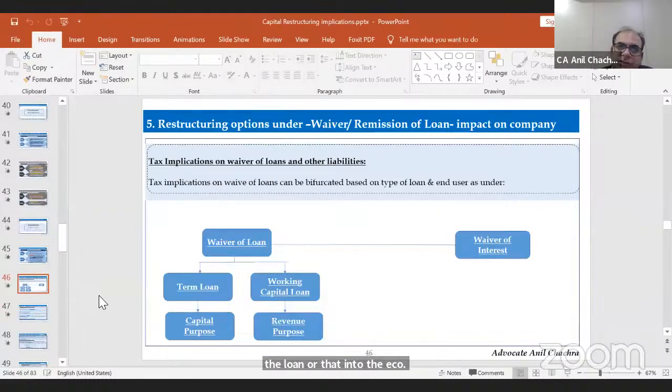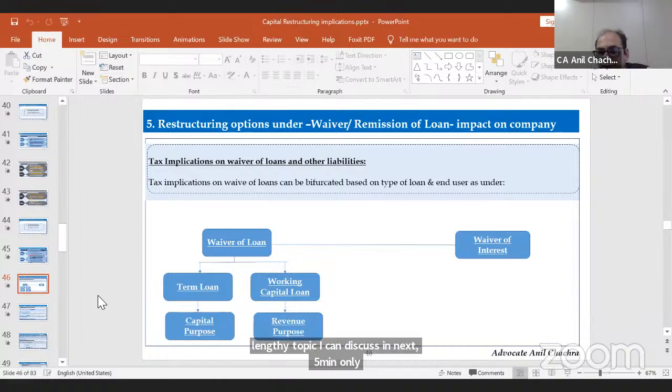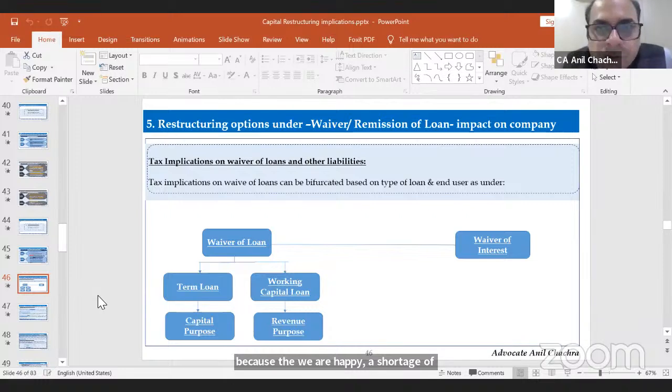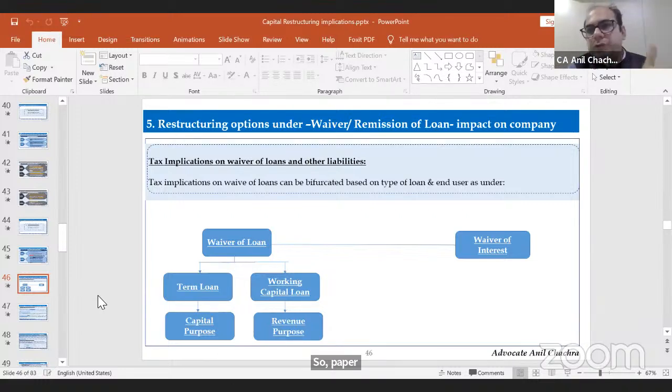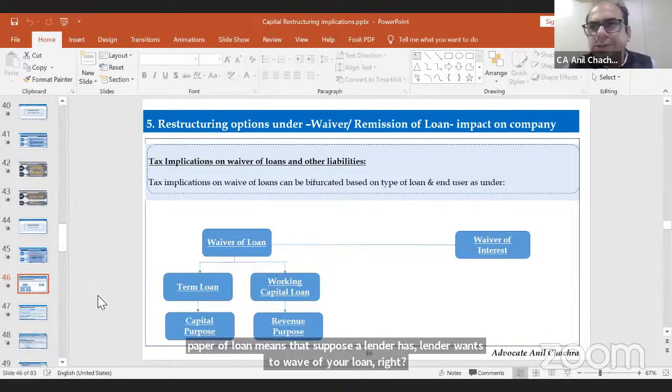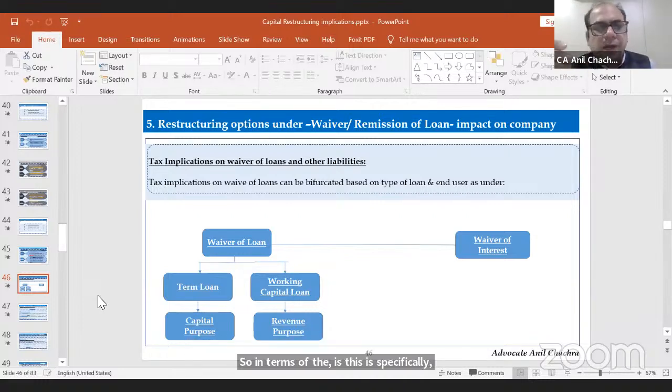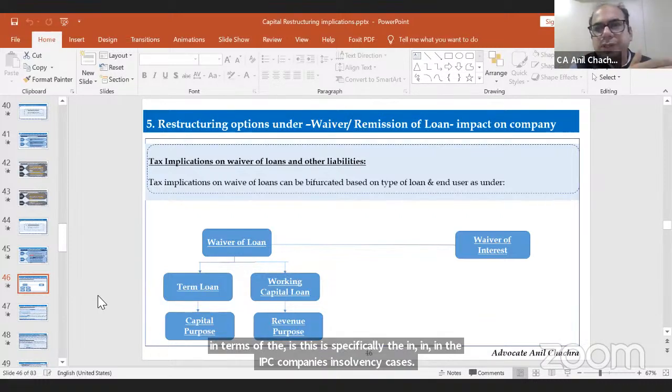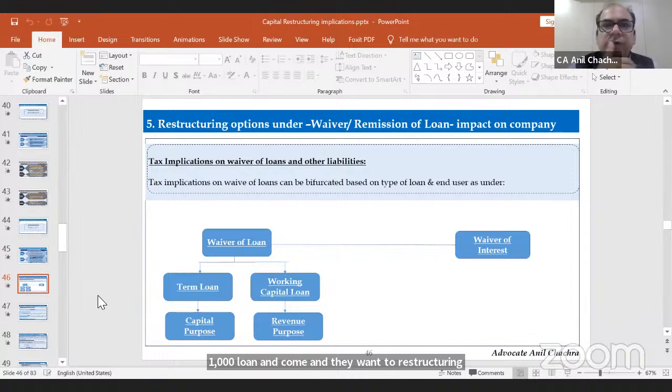So the next option is the waiver of loan. It's a very lengthy topic. I can discuss it in the next 5 minutes only, because we are short of time. So waiver of loan means that suppose a lender wants to waive off your loan, right? This specifically happens in the IBC companies, insolvency cases. Suppose there is a 1,000 loan and they want restructuring, by way of paying 400 and they want to waive off 600, right? So what would be the implication of the 600?